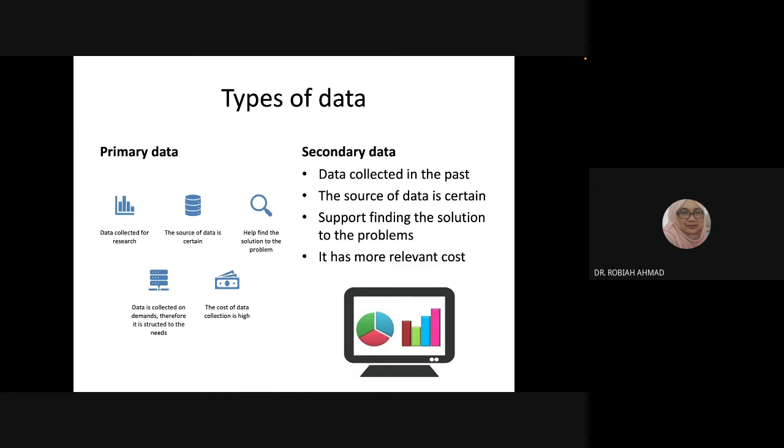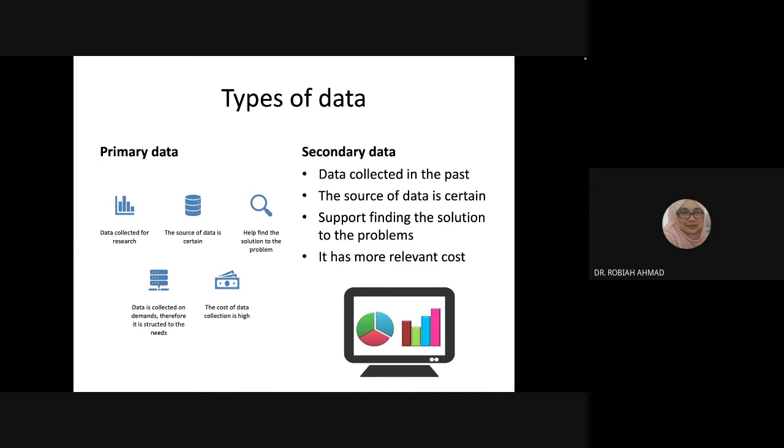So the grant, in order to make sure that the research is successful, the researcher or the principal investigator has to employ research assistants or research students to do that, and then you have to prepare all the materials in order to do the data collection and so forth. So that's why the cost of data is high.